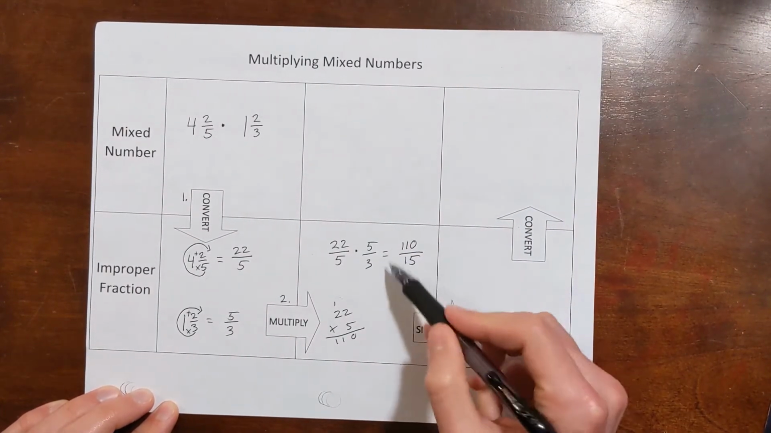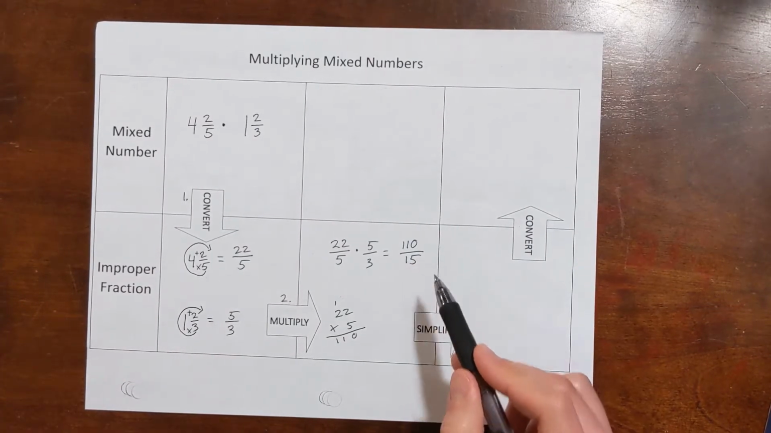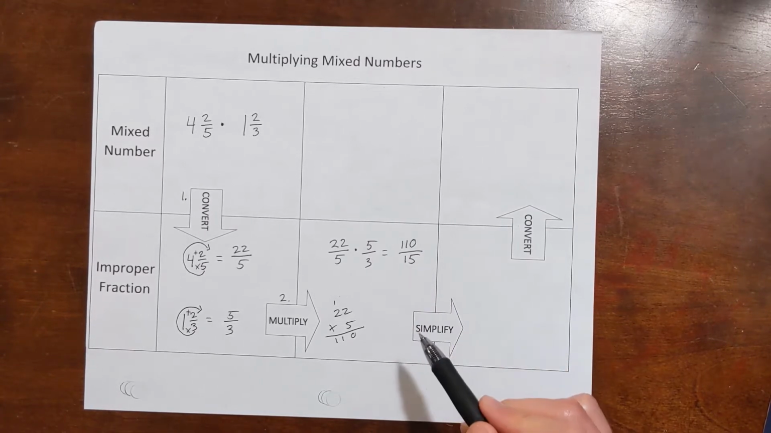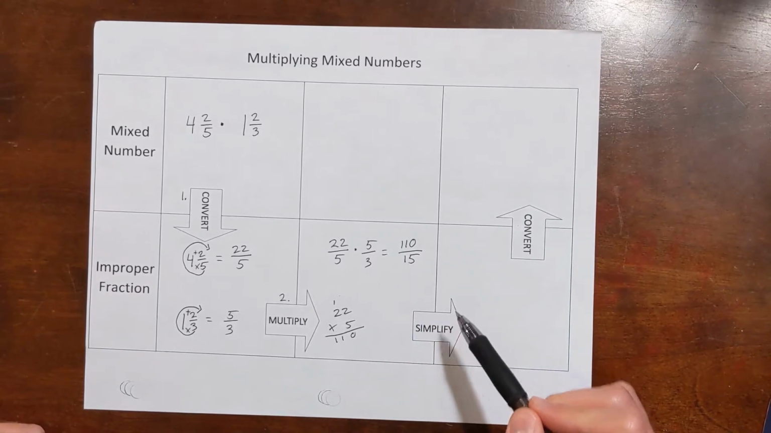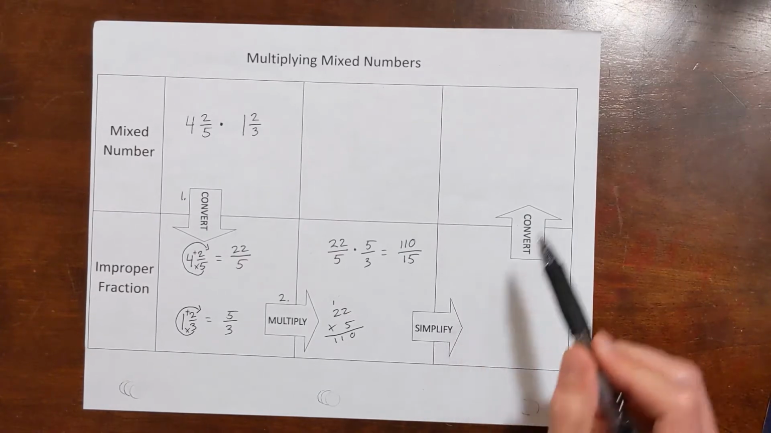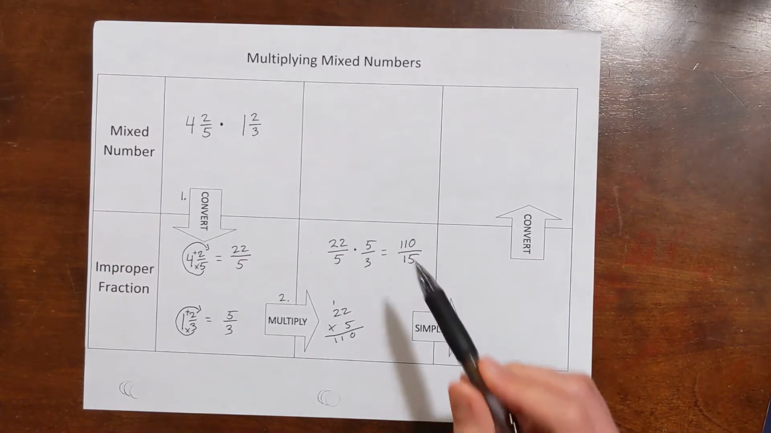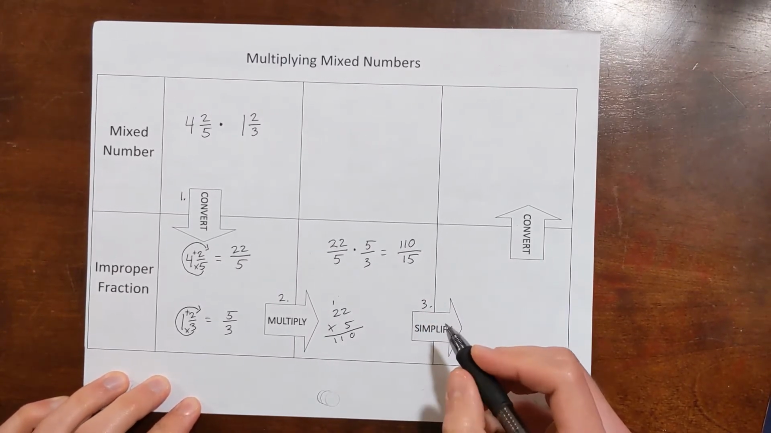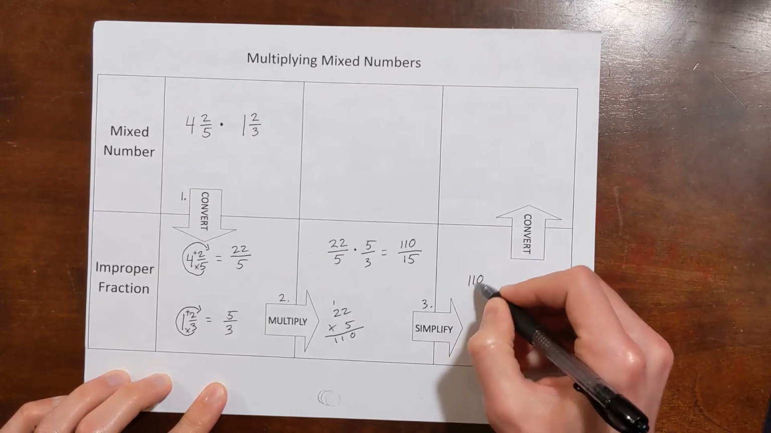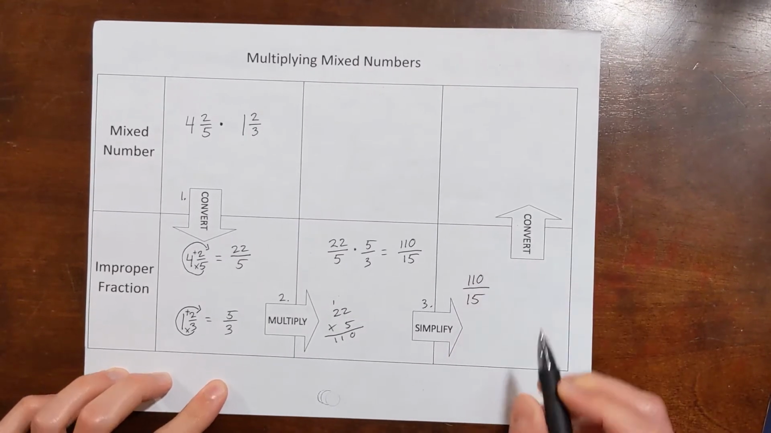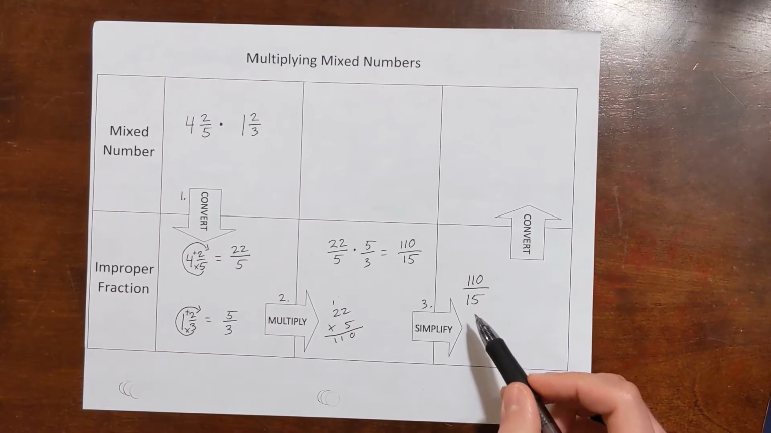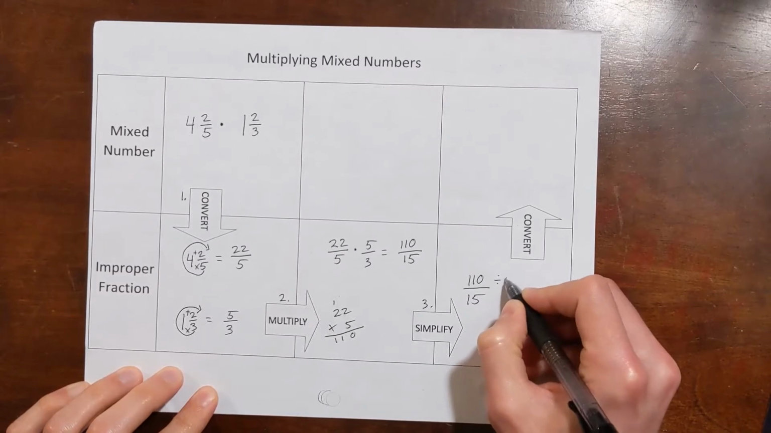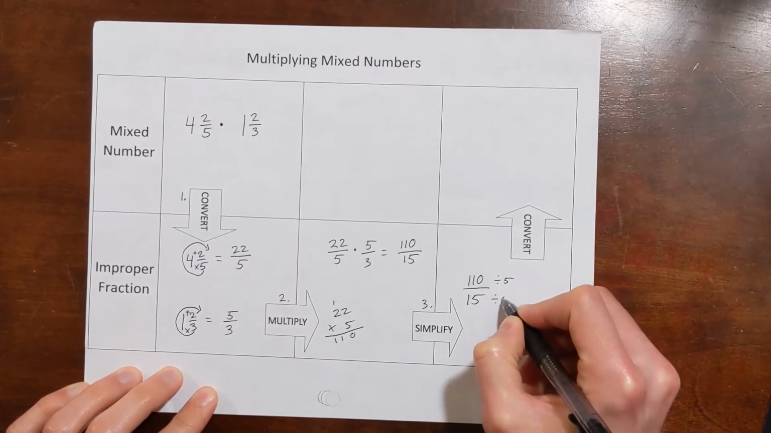So this is our raw answer, but it's not in a final form yet. We don't want to leave our answers as improper fractions. We also don't want to leave them unsimplified. And we can do those two steps in whatever order we want to. We can simplify and then convert back, or we convert and then simplify. I like to simplify first. So let's simplify 110/15. So let's take 110 over 15. And think, what can I divide 110 and 15 by? Well, they're both multiples of 5, so let's divide both of those numbers by 5.